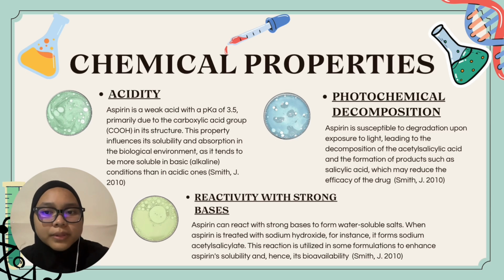Now, for chemical properties, we have acidity. Aspirin is a weak acid with a pKa of 3.5, primarily due to the carboxylic acid group, COOH, in its structure. This property influences its solubility and absorption in the biological environment, as it tends to be more soluble in basic, alkaline conditions than in acidic ones.